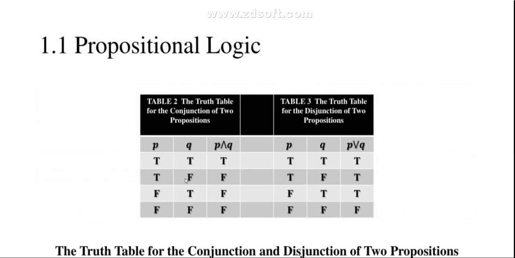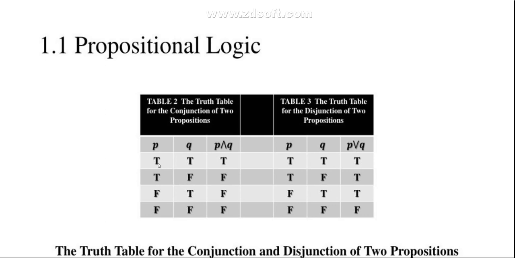Now you can see table number 2, the truth table for the conjunction of two propositions. It's a table of P, Q and P conjunction Q. Because I told you before that in conjunction we are using AND, which is like the operation of an AND gate. When P and Q are true, the result will be true. If you remember, in the AND case we make an operation like multiplication. So T and T will be true, T and F will be false, F and T will be false, F and F will be false.